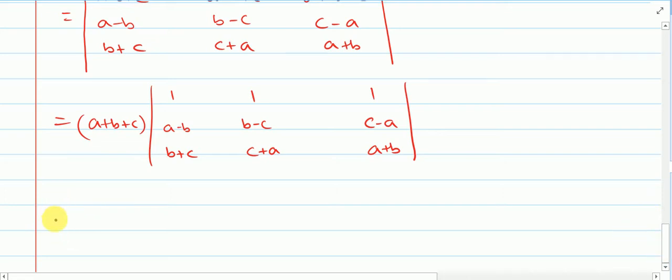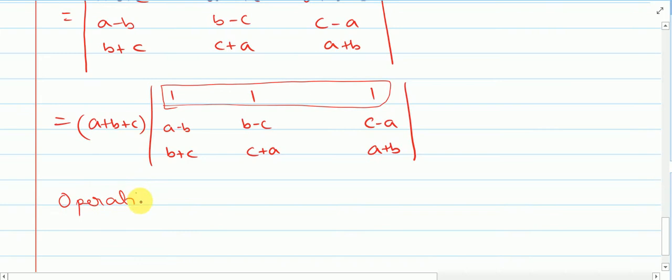Okay, now what we'll do is, we'll try to make at least, since in the first row all the elements are 1, we'll try to make at least 2 elements 0 over here, okay, so that expansion will be easier for us. So let us do that. Now, operating C1 tends to C1 minus C3, and C2 tends to C2 minus C3.